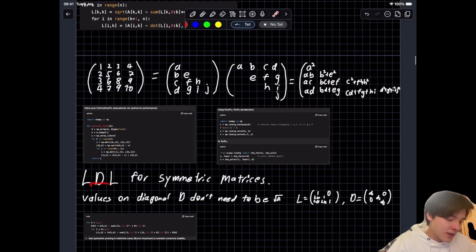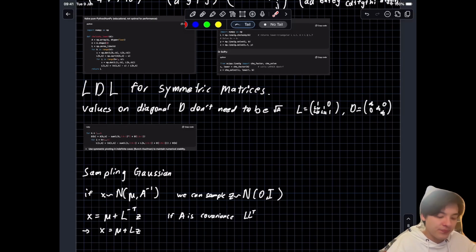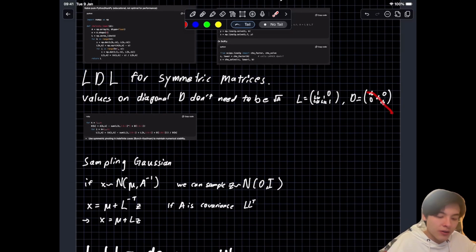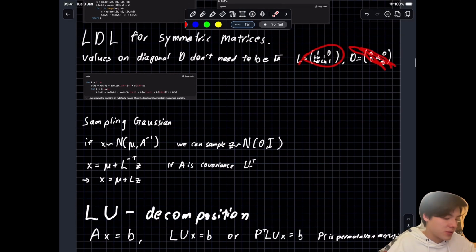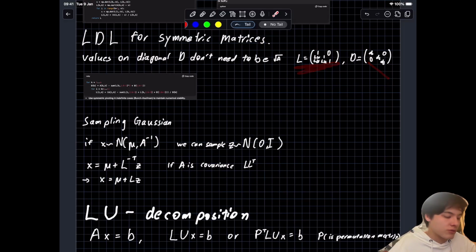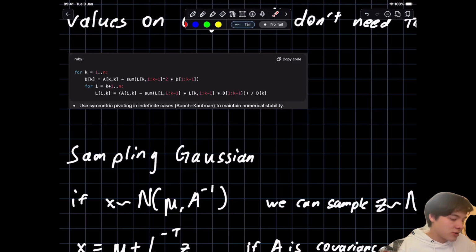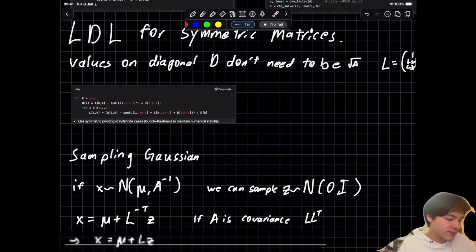LDL means we don't need to take the square root, because we just put whatever is there on the diagonal, and our lower triangle would look like this. It has ones on the diagonal. So this will be the scaling of the matrix, and this will be everything that was off-diagonal. Or this would be like a transformation: it would scale it and then transform it back. You can think of it like that. So that would be how the code to calculate it would look.